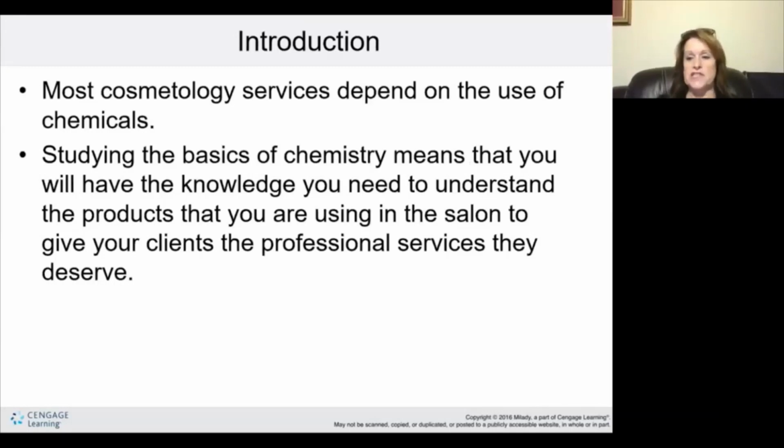Most cosmetology services depend on the use of chemicals, and most of our services do depend on chemicals of some kind. Studying the basics of chemistry means that you will have the knowledge you need to understand the products you are using in the salon to give your clients the professional services they deserve.